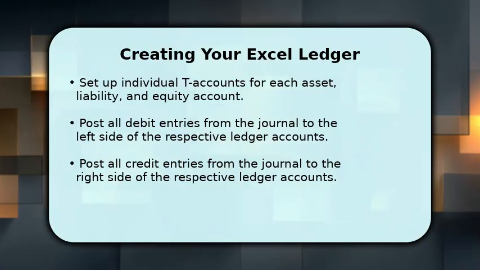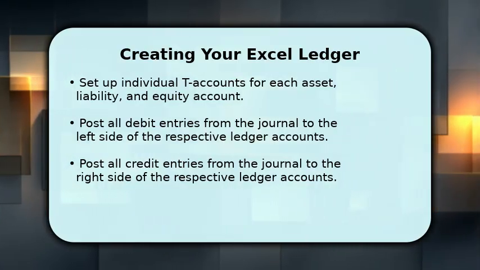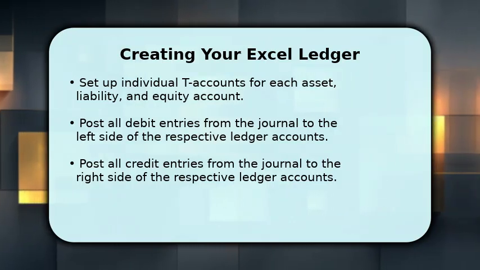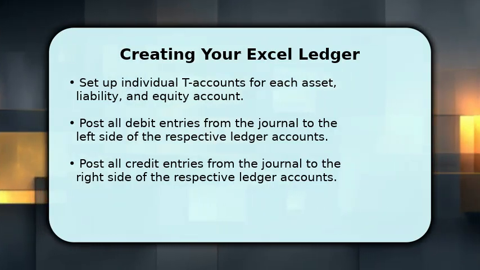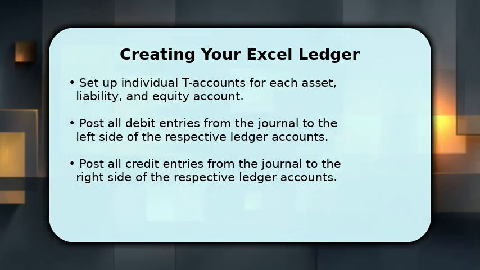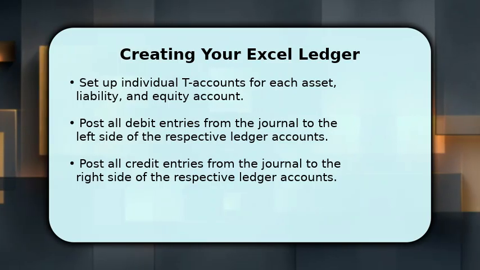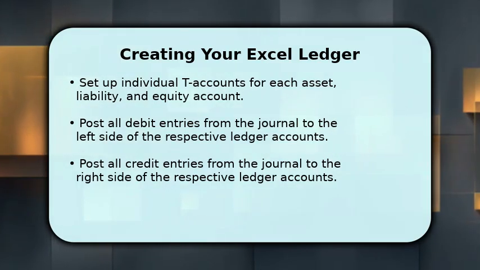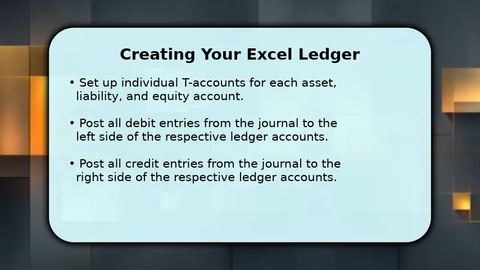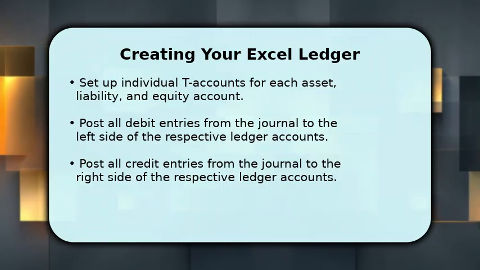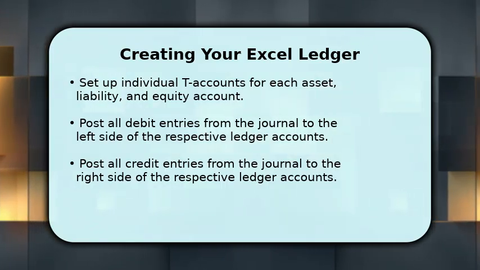Now, let's move our journal entries into the ledger. Think of the ledger as a collection of individual accounts, like cash or accounts payable. For each account, create a separate section in your Excel sheet. You will transfer all the debit amounts from your journal to the debit side of the corresponding ledger account, and all credit amounts to the credit side. This process organizes all transactions by account, making it easier to see individual balances.